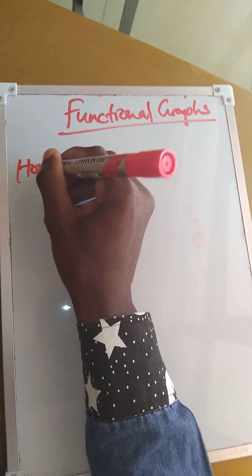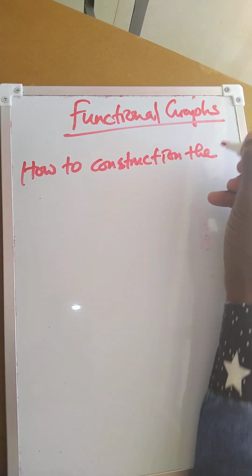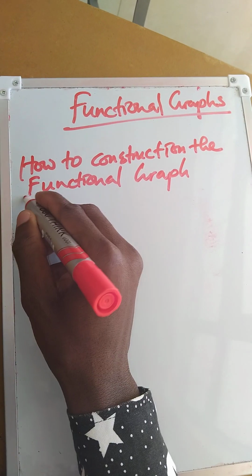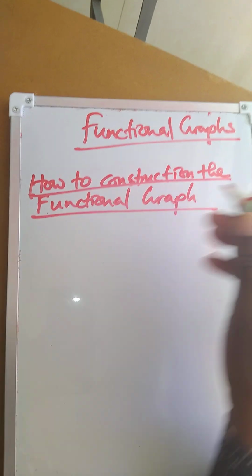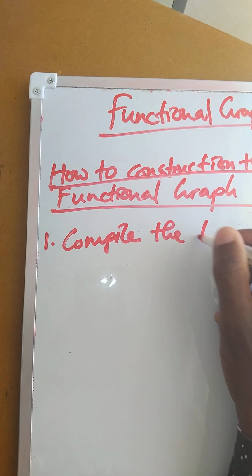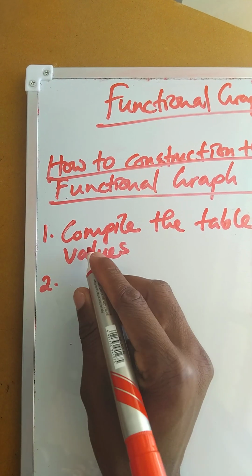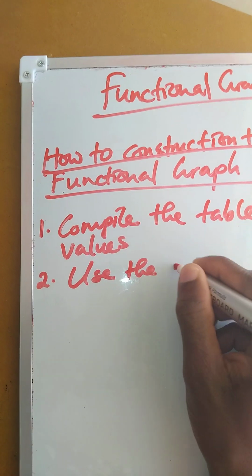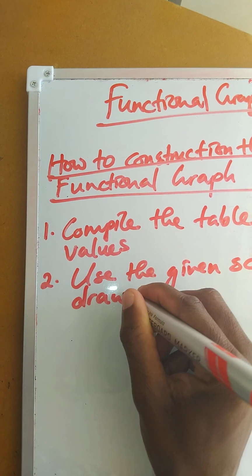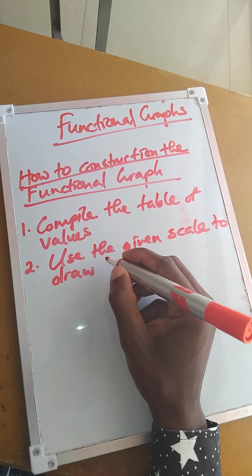Now, construction. How to construct the functional graph. Number 1, compile the table of values. Then number 2, use the given scale to draw the x-axis.